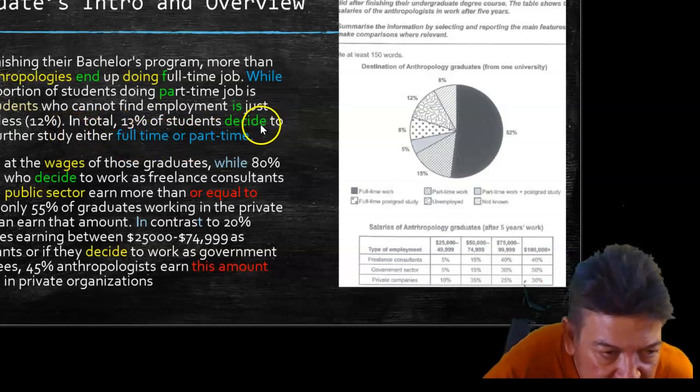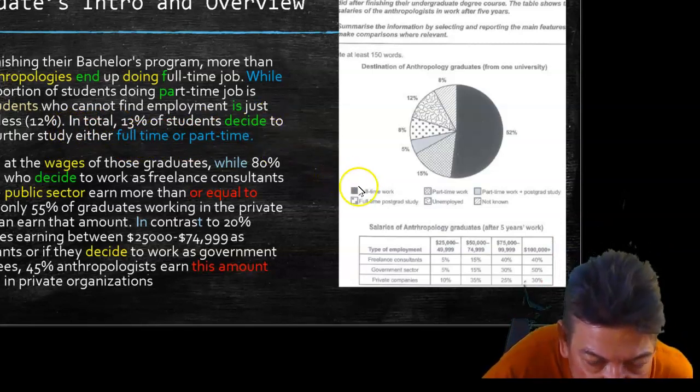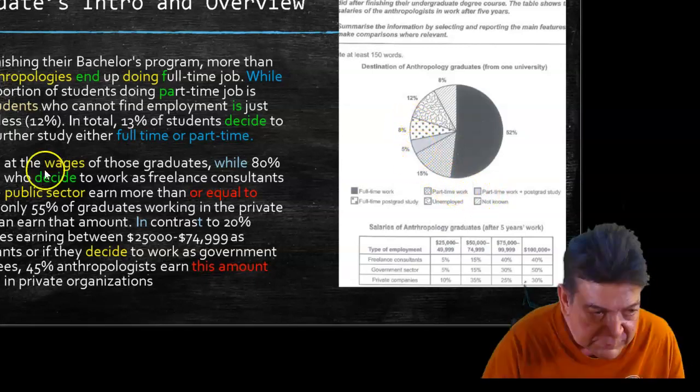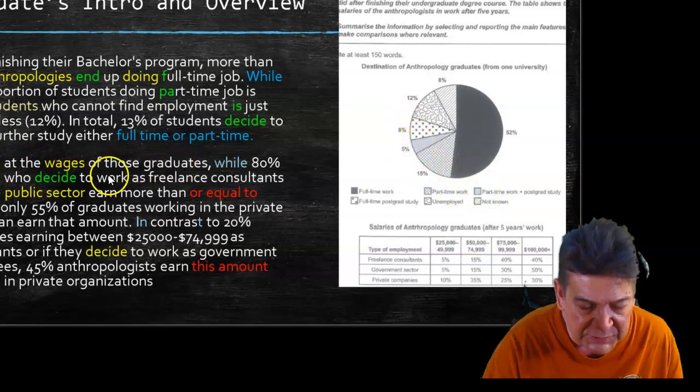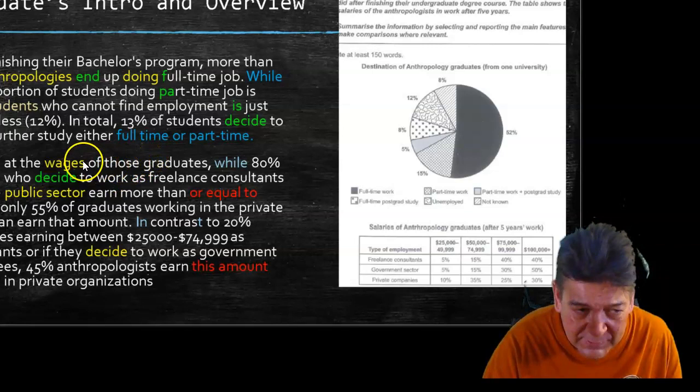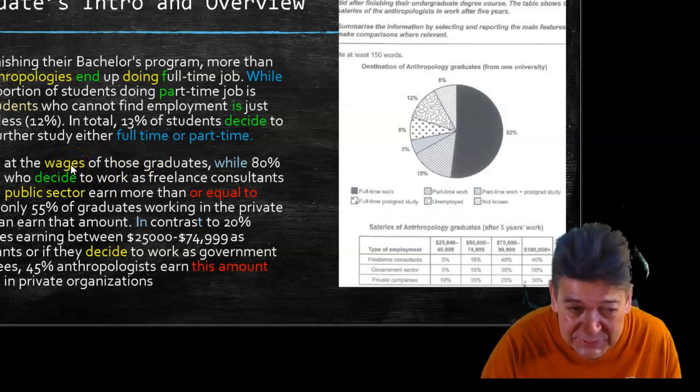Either full-time or part-time. So full-time study is these little dots here, is 8%. Part-time study is, oh yeah, it is. Okay, that's a good combination. Looking at the wages of those graduates. Well, they're not necessarily the same graduates, I don't think. We certainly don't need to reference them that way. And salaries, not wages.